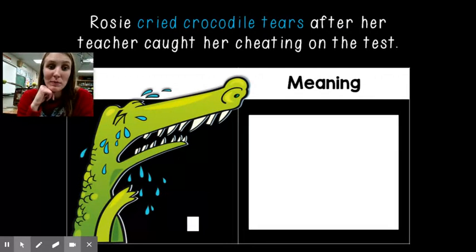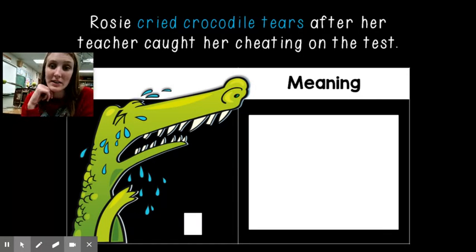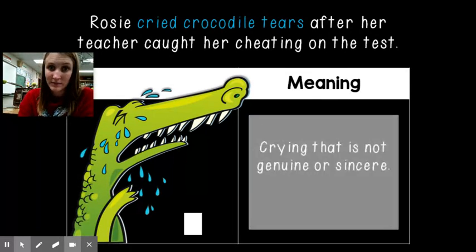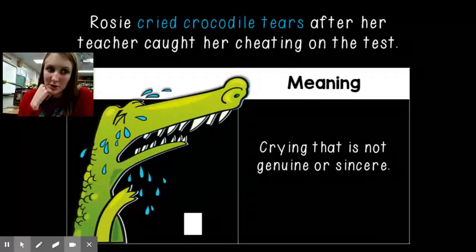Another idiom would be cried crocodile tears. It said Rosie cried crocodile tears after her teacher caught her cheating on the test. If we were to take that literally, it would look like this here, which is a crocodile crying. We don't want to take it literally. The figurative meaning is crying that is not genuine or sincere.